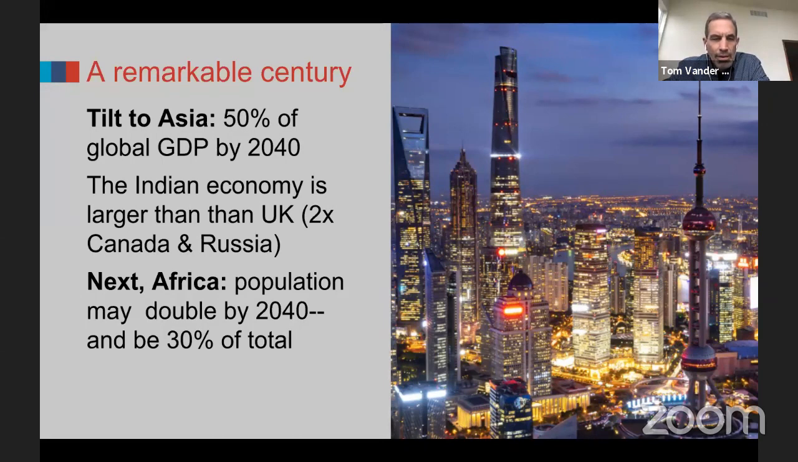And now half of the world's economy, or very soon, about half of the world's economy will come from Asia. And in the last few years, we've seen the Indian economy pick up substantially. It's now bigger than the UK. It's twice that of Canada and Russia. And after this tilt to Asia, we'll see a tilt to Africa. It's quite possible that the African population will double by 2040. Africans could be almost a third of the world's total by then.